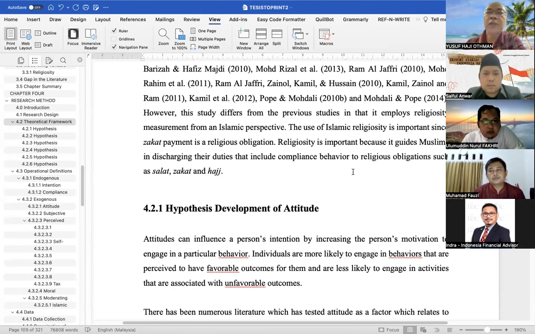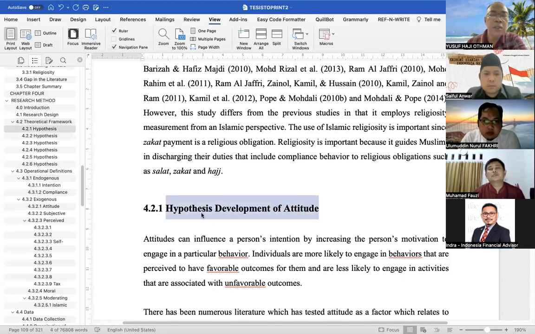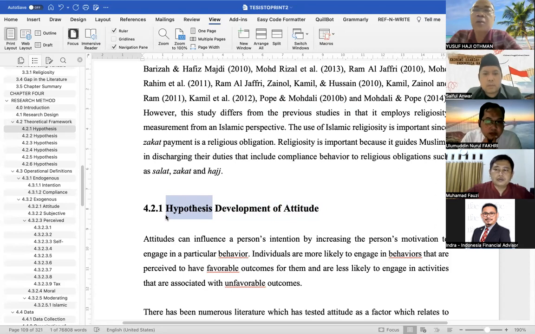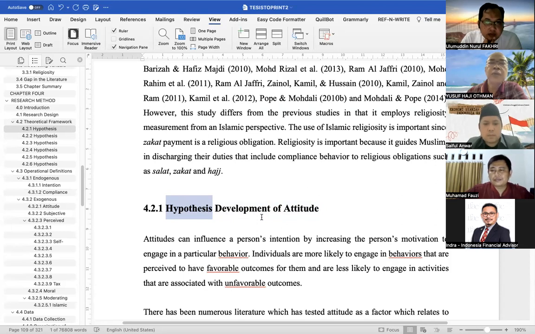Then, after you justify why you include the variables, you need to develop hypotheses. What is your hypothesis? In general, what is a hypothesis? Hypothesis is what we expect to happen. So in research, we say hypothesis. In layman's terms, it is just your expectation about the relationship between two variables. So in this case, we need to develop how attitude influences the intention.